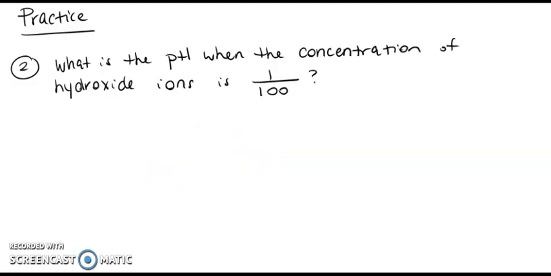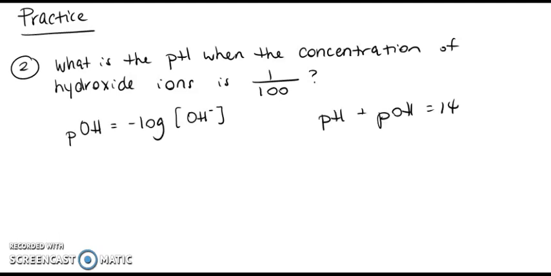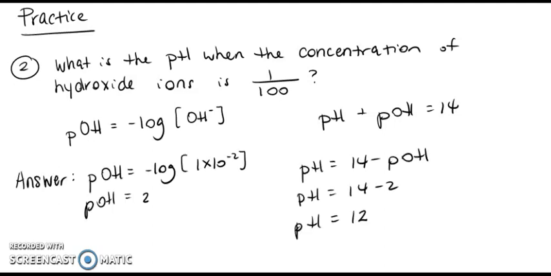Okay, here's a tricky one. What is the pH when the concentration of hydroxide ions is 1/100? I'll give you a clue. We have something called the pOH, which is exactly like pH, but with OH. And if we add the pOH and the pH, we should get 14. See if you can figure this out. So I can find my pOH really easily. Turns out to be 2. I subtract that from my total value of 14, and I get a pH of 12.